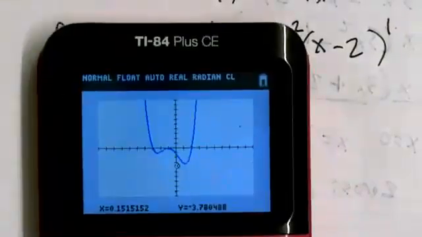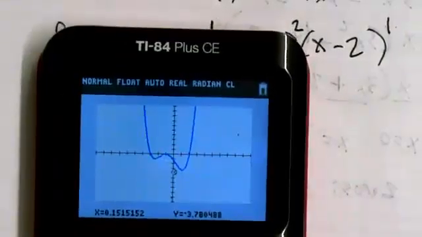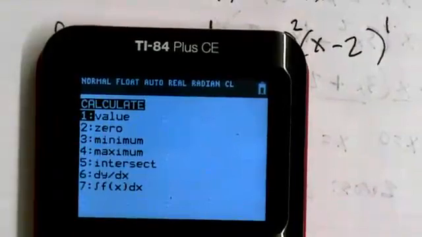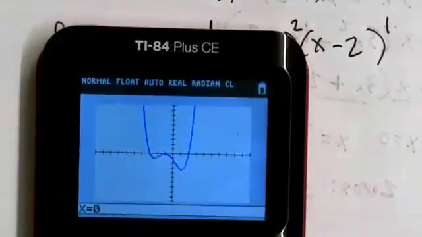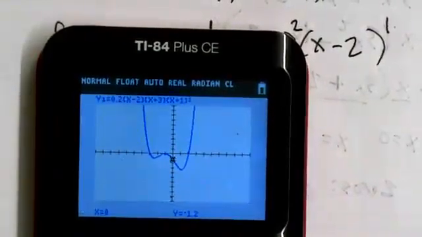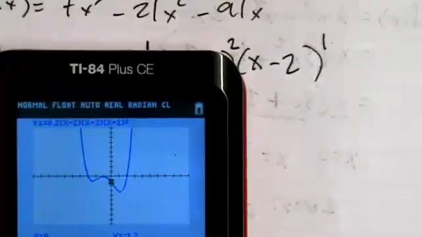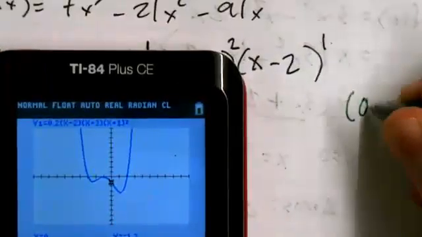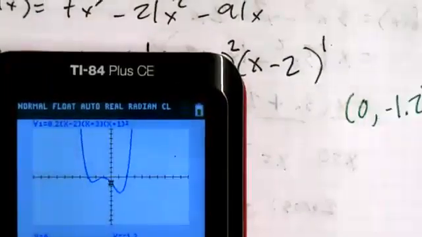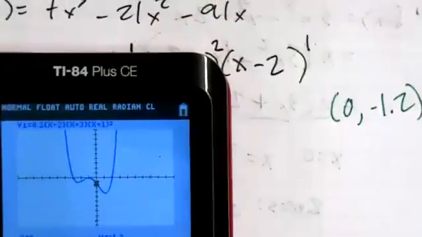But the y-intercept could be a useful one for us. So let me tell you what my y-intercept is. I'm going to go second calc value and type in 0. And I'm going to tell you that my y-intercept is negative 1.2. So what I'm giving you right now is the fact that 0, negative 1.2 is a point on my graph.